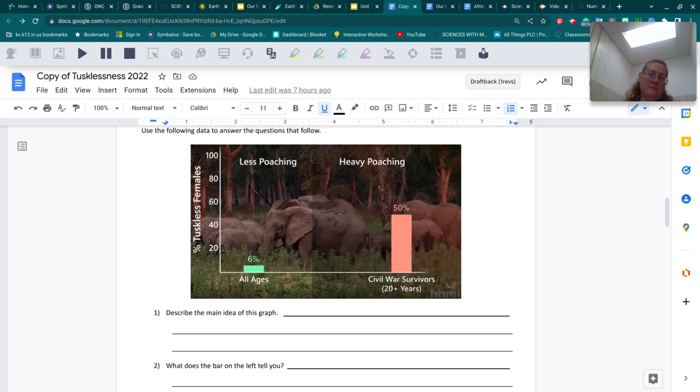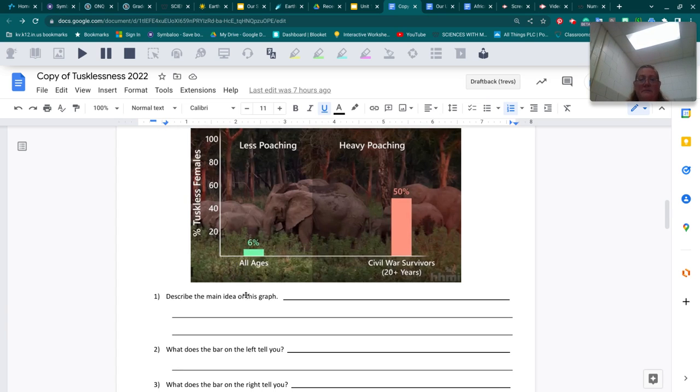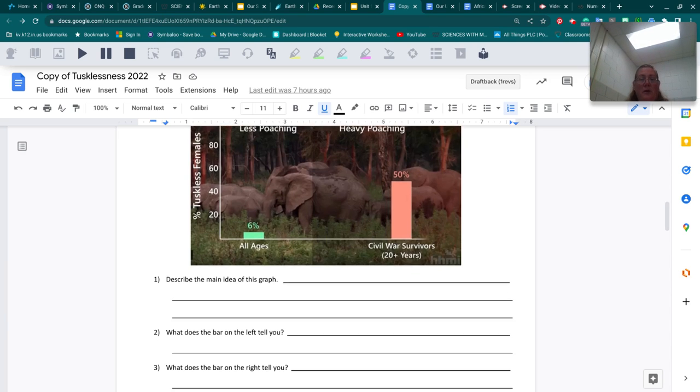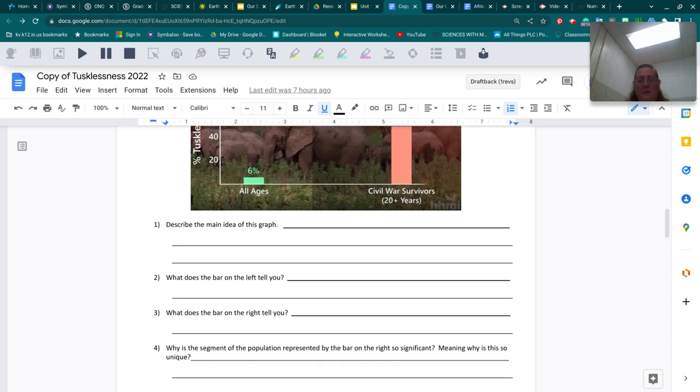So read along the side right here. In two different areas, the amount of elephants that have what in two different areas? This is just telling me that this area is counting only those that were 20 years or older. This is counting all the female elephants in this area. Two different areas. What does each bar mean? So what does the bar on the left mean? What does the bar on the right mean?